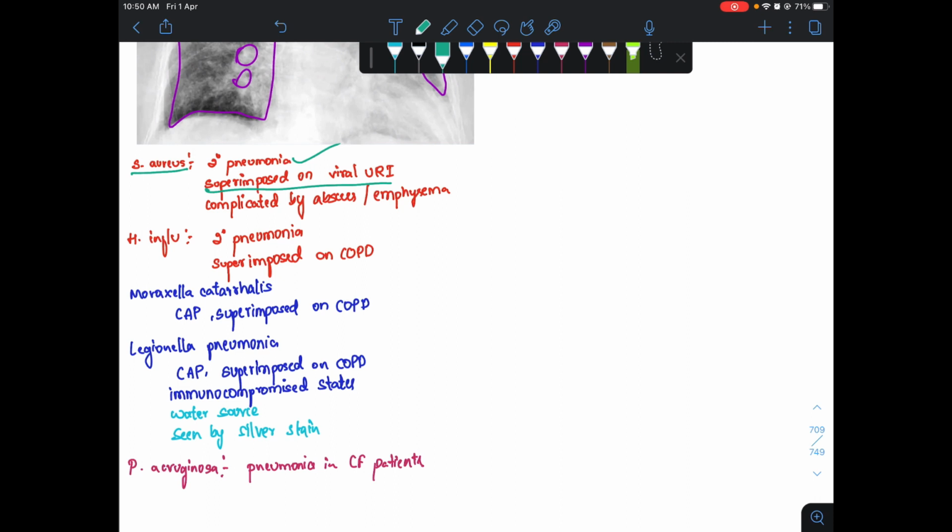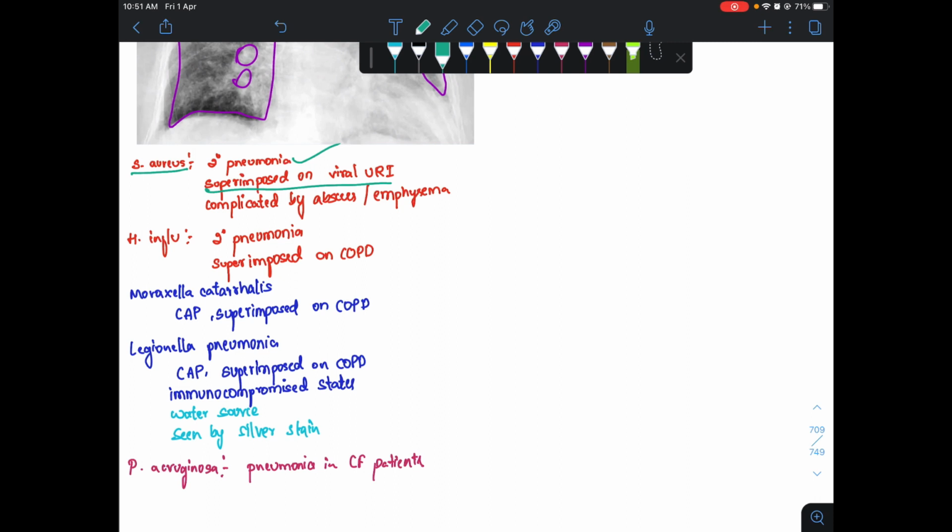Next we have H. influenzae. This is also a cause of secondary pneumonia, that is, it can cause infection in COPD patients. And we have Moraxella catarrhalis. This causes community acquired pneumonia and is also superimposed on COPD patients. Next we have Legionella pneumonia. This also causes community acquired pneumonia and is superimposed on COPD patients, and this type of organism mainly infects immunocompromised people. Legionella is spread through water sources and can be seen by silver stain.